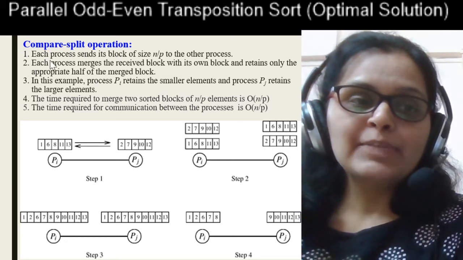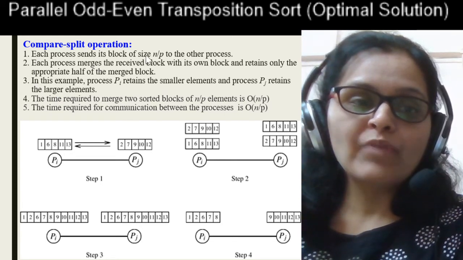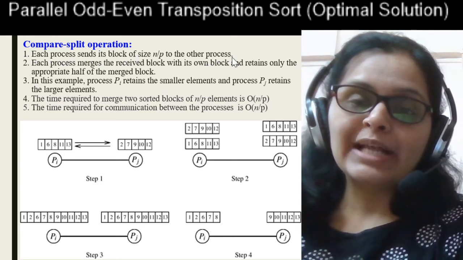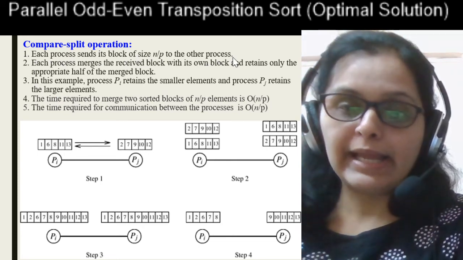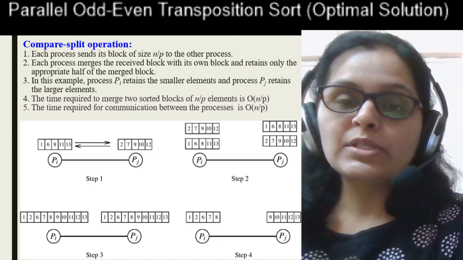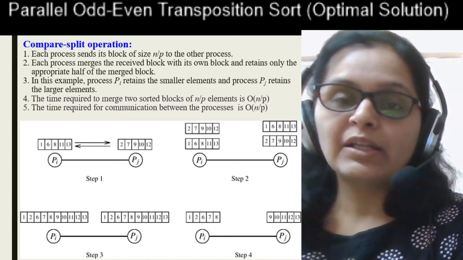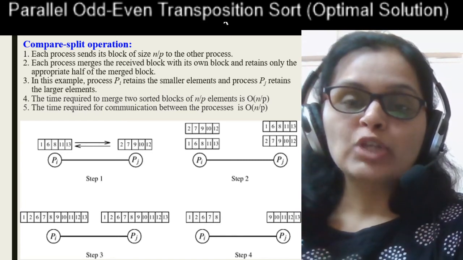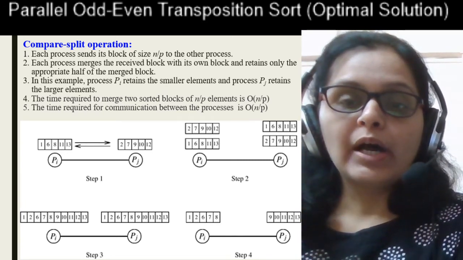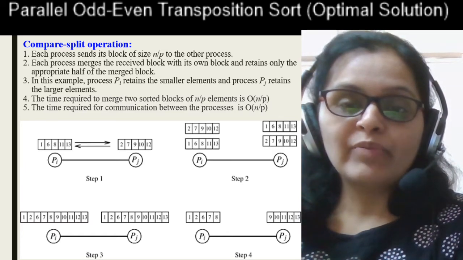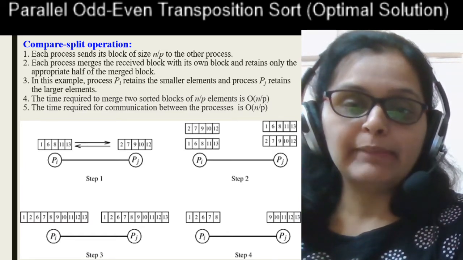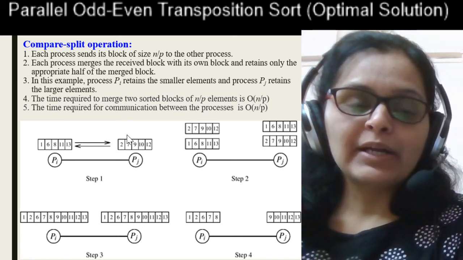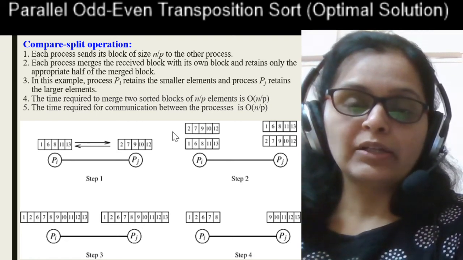Each process sends its block of size n by p to the other process. In this sort, we are assuming that p is less than n. Let us say suppose number of elements n is equal to 12 and p is suppose 4 processes. So each process will have n by p, that is 12 by 4, that is 3 elements. Like this you try to understand. This concept you will need in understanding that algorithm.